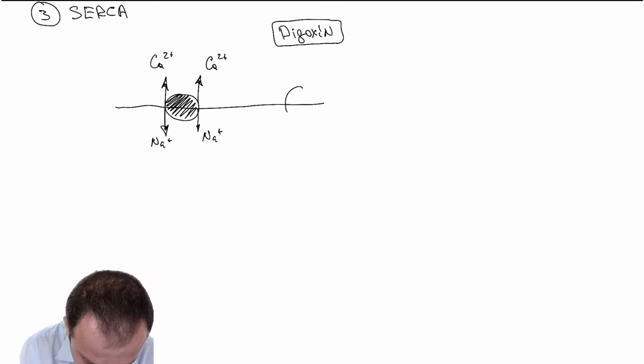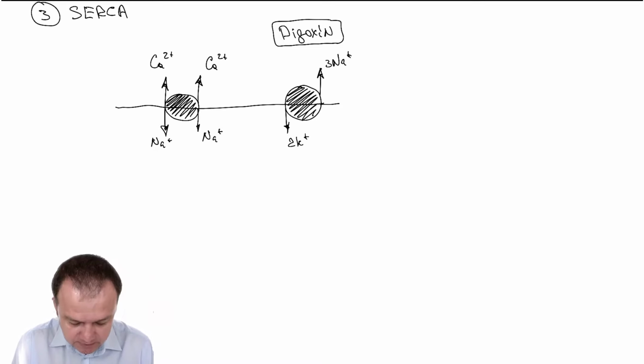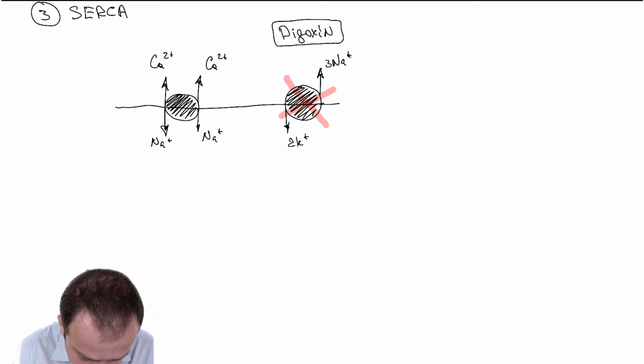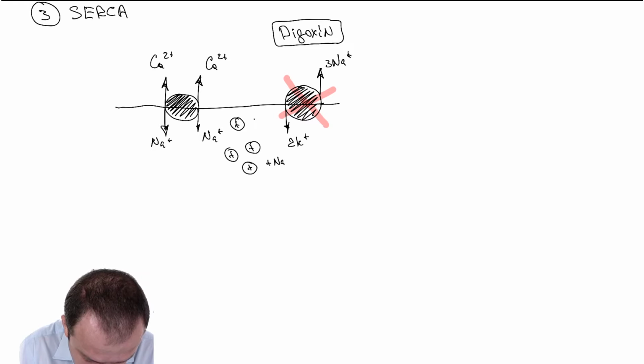Digoxin blocks sodium potassium ATPase. Sodium potassium ATPase pumps 3 sodium outside and 2 potassium inside. As digoxin blocks this sodium potassium ATPase, we have accumulation of sodium ions inside the cell. Why we have accumulation of sodium ions? Because after every action potential, a lot of sodium coming inside.